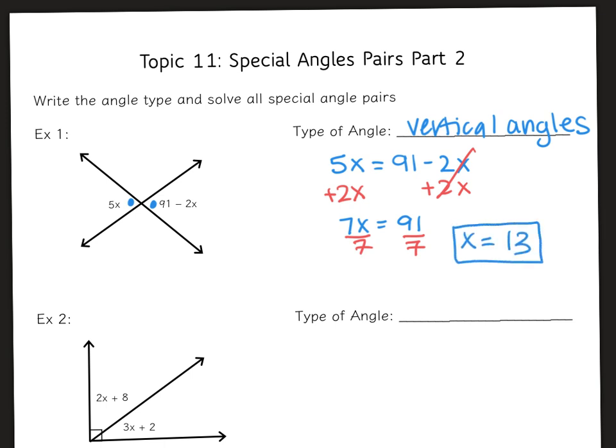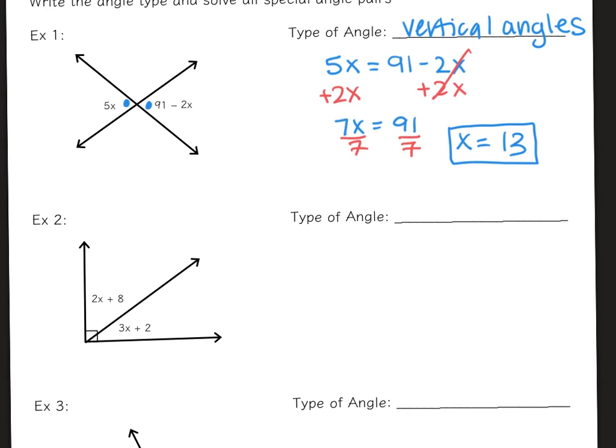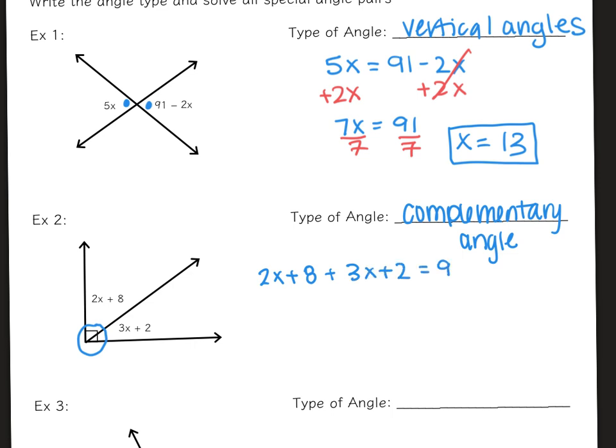For this next one, we see that they have this little box right here. So remember that that box means that this is a right angle. So that means that it adds to 90 degrees. So it's going to be a complementary angle. Complementary angles, again, add up to 90. So I would take my first part plus the second part of my angles, and they would add to equal 90 degrees.